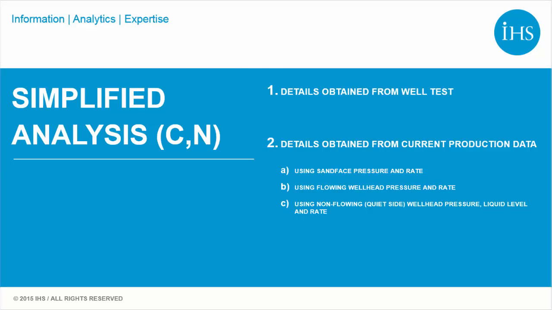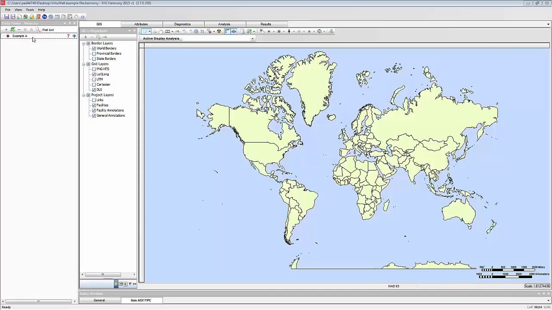The easiest way to create an AOF curve is to have data available from a well test. However, when well test data is not available, then there are ways to estimate the AOF using production data. This video will show you how to build an AOF curve from well test data, but later videos will describe ways to build a curve using available production data. To analyze a well, find it in the Entity Viewer and then double-click it to enable the Analysis tab for that well.